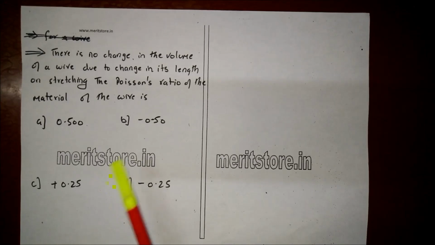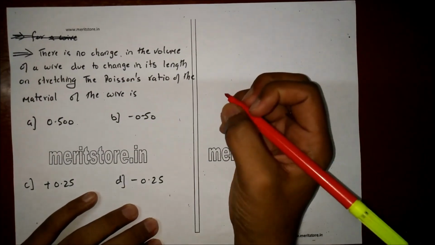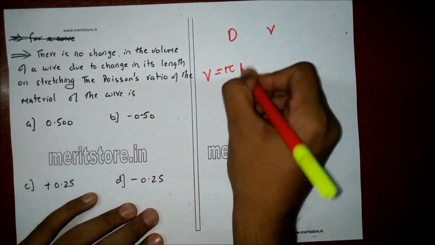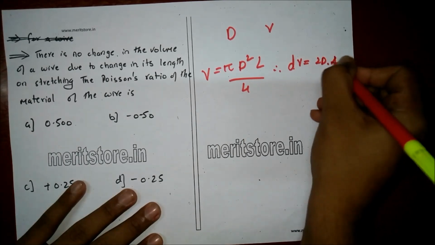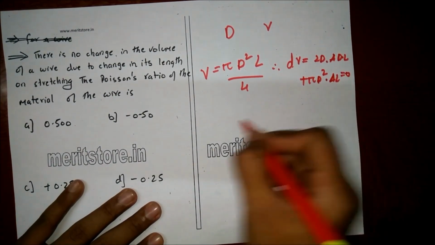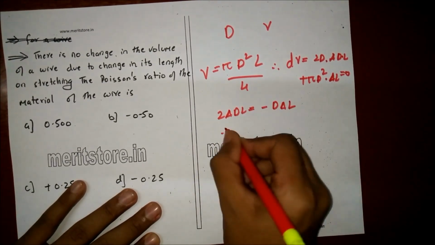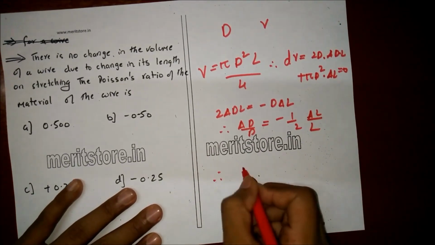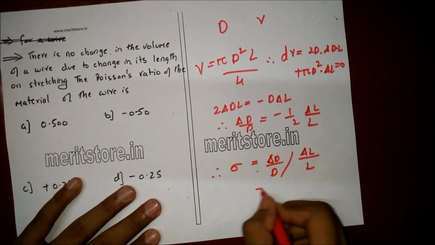There is no change in the volume of a wire due to the change in its length on stretching. The Poisson's ratio of the material of the wire is, here are the options. Now, let D be the diameter and V be the volume of the wire. Therefore, V will be equal to pi D square L upon 4. Therefore, dV will be equal to 2D into delta D into L plus pi D square into delta L, which is equal to 0. Therefore, 2 delta D L will be equal to minus D delta L. Therefore, delta D upon D will be equal to minus half into delta L upon L. Therefore, Poisson's ratio is delta D upon D divided by delta L upon L, which is minus half.